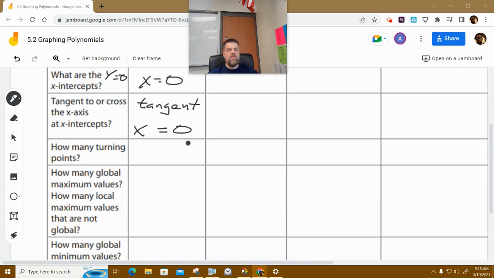All right, now how many turning points does it have? Actually, I think just 1. Now, it could have up to 3 depending on the function, but because we only have x to the 4th power, there aren't a lot of turning points. So there's just one.